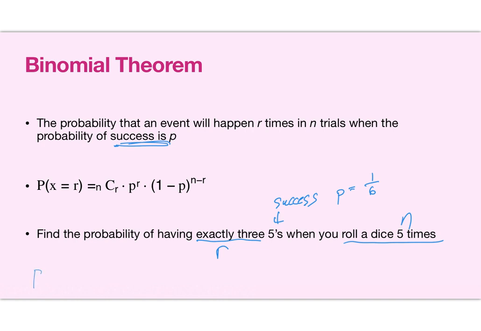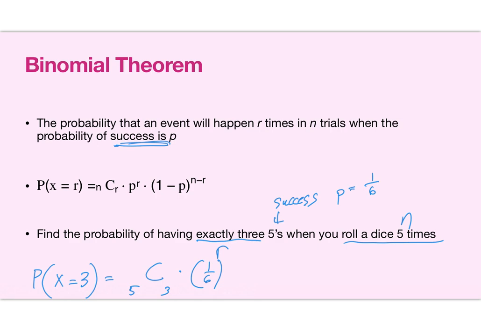So if I'm talking about this, the probability that x equals 3, I want exactly 3 successes. 3 successes, that's my r. X is my unknown variable. Okay, this is like, how many successes do I want? That's x. I want 3 successes. Equals n, which is 5, 5 rolls of the dice. Combination 3, I want to have 3 5s. The probability of success is 1/6.